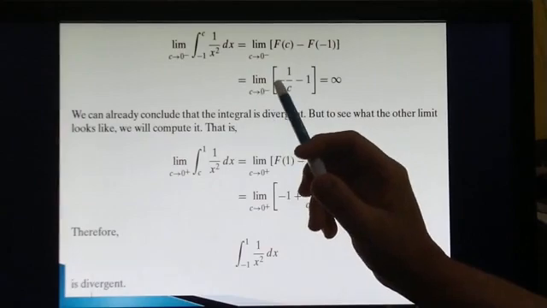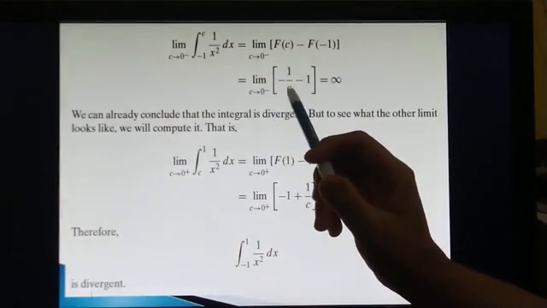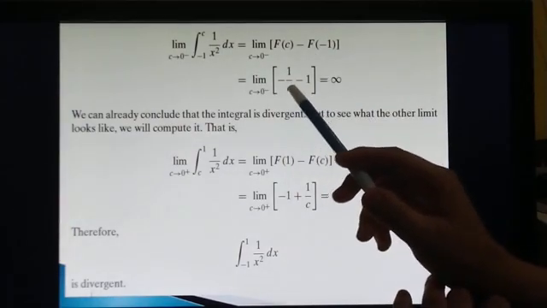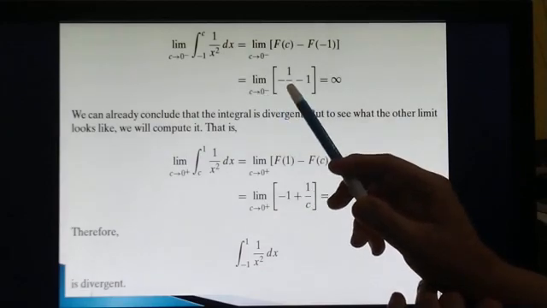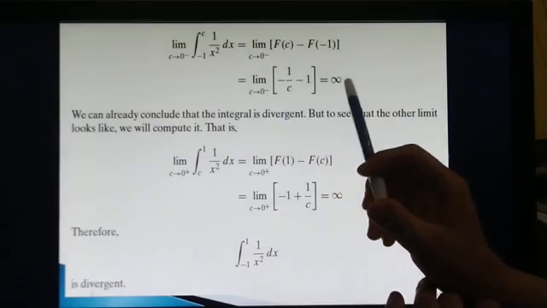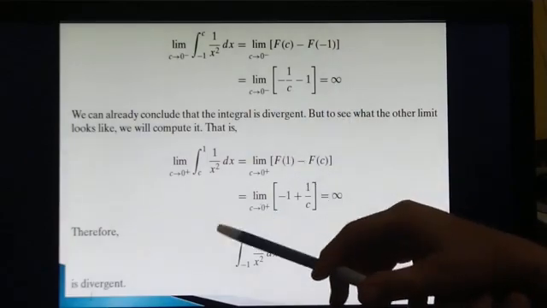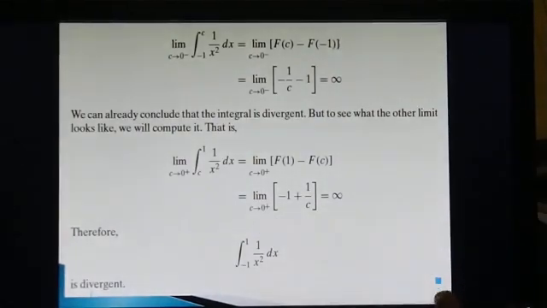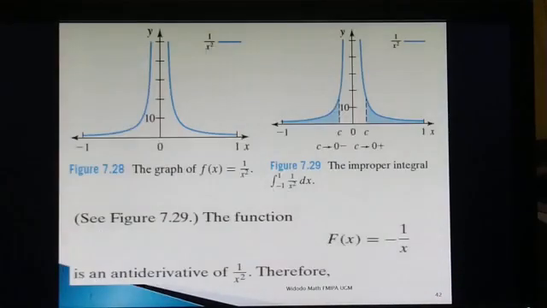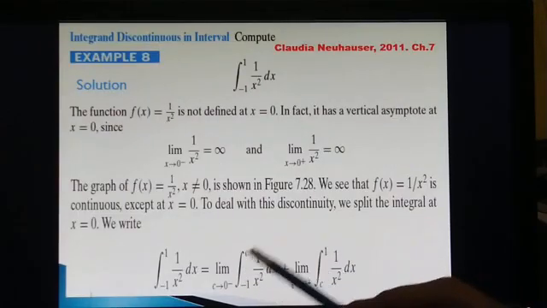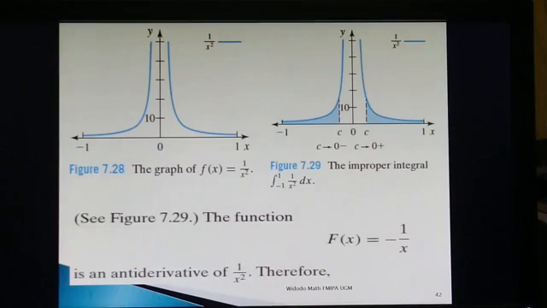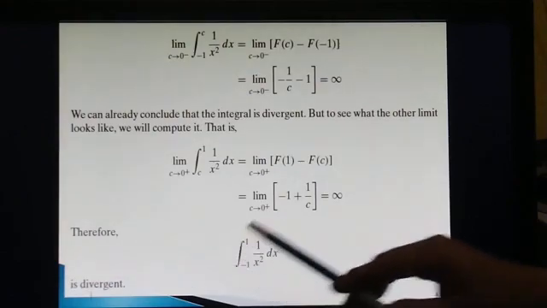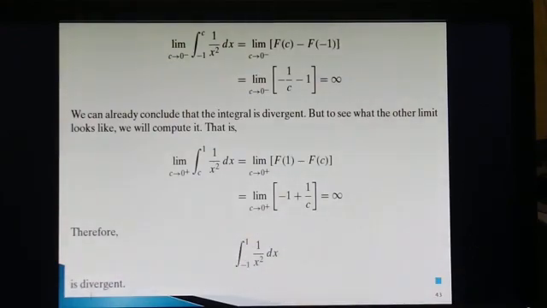So this is equal to minus 1 over c minus 1. If we take the limit, that is c tends to 0, so this tends to infinity, I'm sorry, tends to infinity minus 1. Infinity minus 1 is equal to infinity. By the same way, this part is equal to infinity. So both of these two parts are infinite. So in conclusion, the integral is divergent, because the value is infinite. Okay.